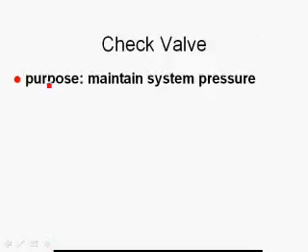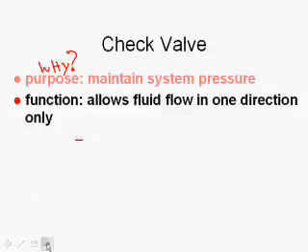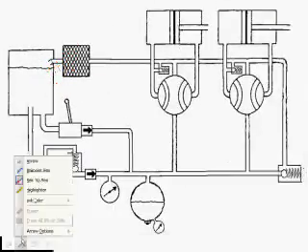Check valve. Why is a check valve found on hydraulic systems? It's there to help maintain system pressure. You notice it doesn't say regulate. It's there to keep system pressure. And how does it do it? It does it by only allowing fluid flow in one direction. I'll show you here.